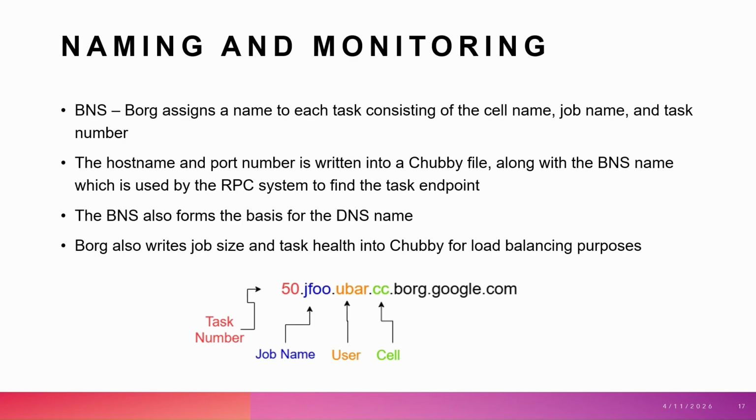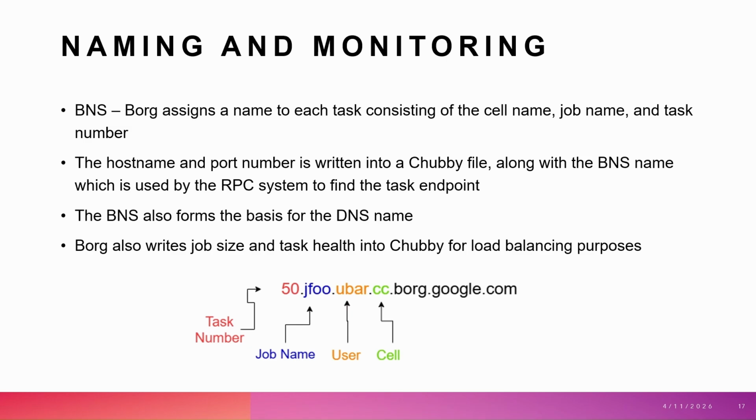Now we move on to naming and monitoring, which is important so you can identify where a task is. If the service needs to know where a task is and maybe it relocates to a new machine, it should be easy to find that task. So BNS assigns a name to each task consisting of the cell name, job name, and task number. The hostname and port number is written to a Chubby file along with the BNS name, which is used by the RPC system to find the task endpoint.